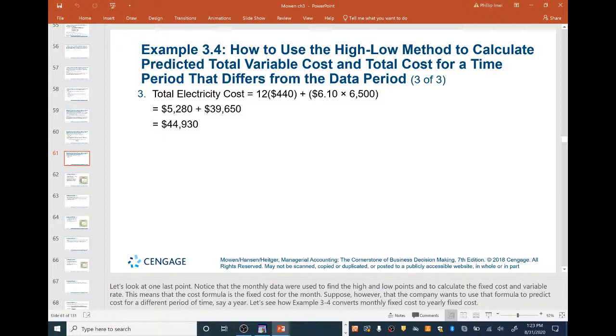In this case, 6,500. So obviously 12 times 440 is 5,280. 6.10 times 6,500 is 39,650. You sum those up, you get 44,930. That's going to be your total electricity cost for the year. So you can see here it's a lot just like the monthly calculation, except we have to alter or amend our formula to where it justifies a 12-month period as opposed to a 1-month period.